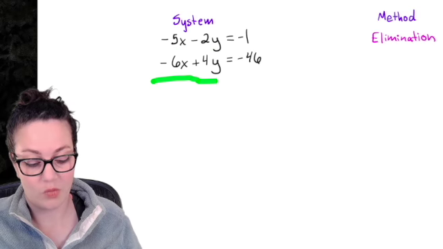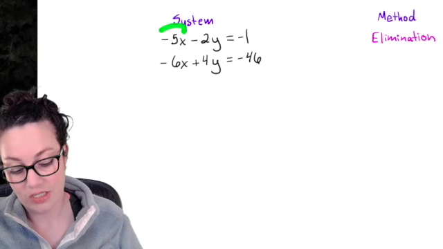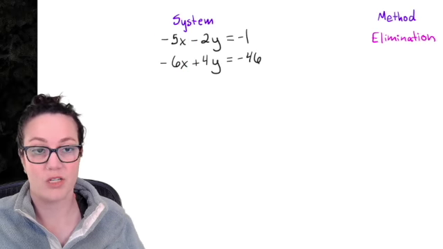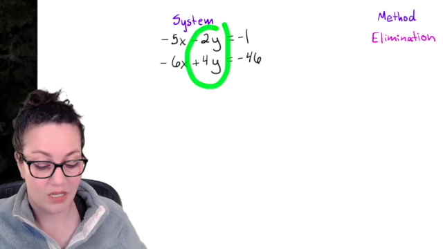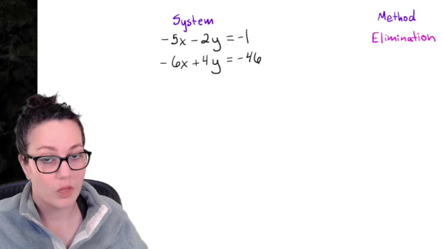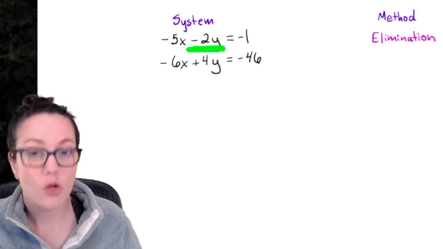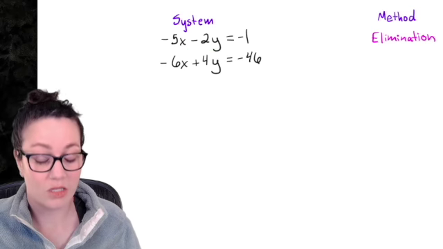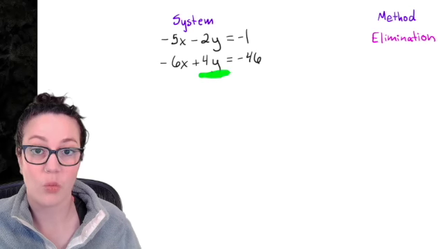-6x plus 4y equals -46. I don't see any opposite coefficients. -5 and -6, well, they're not opposites. It's not the same absolute value with different signs. The -2y and the +4y, those aren't opposites either. However, if we look carefully, -2 could probably become -4 pretty easily. So then that would be the opposite of the coefficient here on 4y in the other equation.